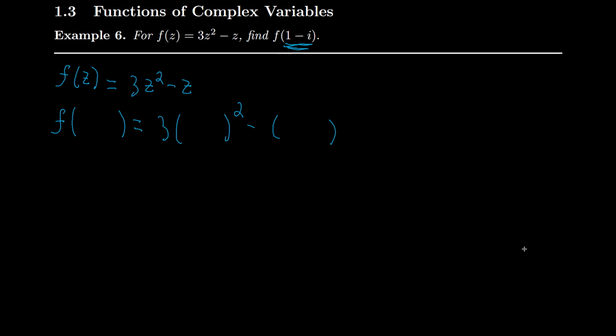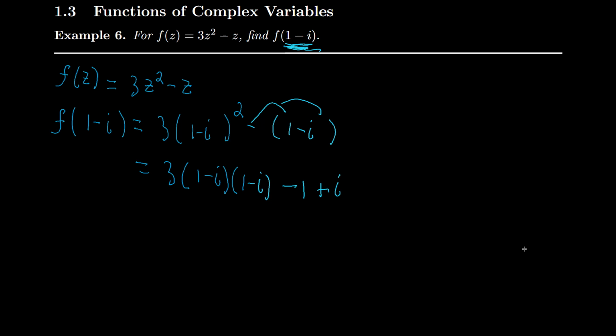Well, what were we plugging in again? 1 minus i? Don't think about it too much. We were plugging in 1 minus i, so we plug in 1 minus i here, and we plug in 1 minus i here. Now we just do the math. Don't distribute this 3 in yet, because remember, this is just 3 times 1 minus i times 1 minus i, because anything squared is just that number times itself. So we're just going to have to FOIL this out. And then I'm going to distribute this negative through. So this is negative 1 plus i.